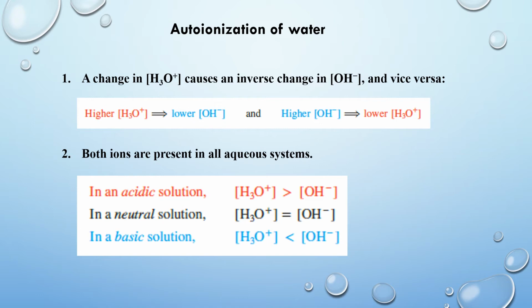So for acid, when we say this is an acid solution or acidic solution, that means the proton concentration is higher than the hydroxide concentration. For a base dissolved in water, which gives you a basic solution, the amount of proton is less than the amount of the hydroxide. And for a neutral solution, we said their amounts are equal.